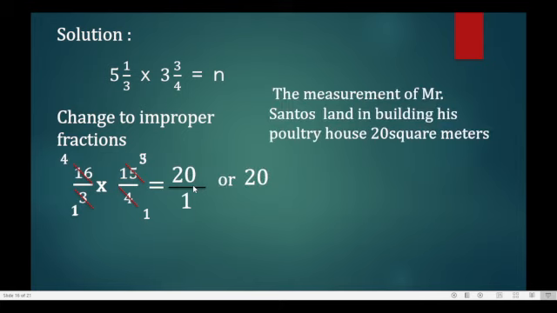Okay, so the measurement of Mr. Santos' land, or the area of Mr. Santos' land in building his poultry house, is 20 square meters.